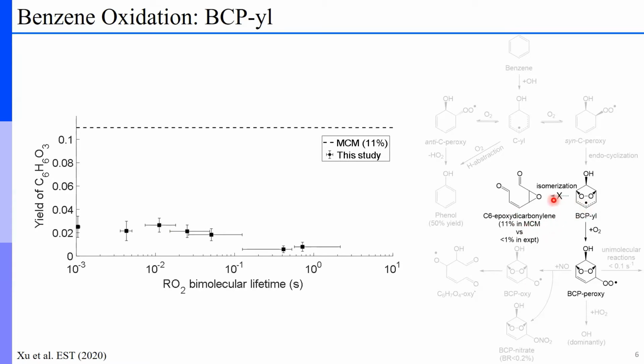This isomerization pathway was proposed by a theoretical study in the early 1990s, but so far there's no experimental evidence to support this 11% yield. In the experiments, we do observe signals at its mass, but the yield is only 1% under atmospheric conditions. We also did theoretical calculations and show that this isomerization reaction is negligibly slow. So we suggest that the bicyclic alkyl radical exclusively reacts with oxygen to produce a peroxy radical under atmospheric conditions.